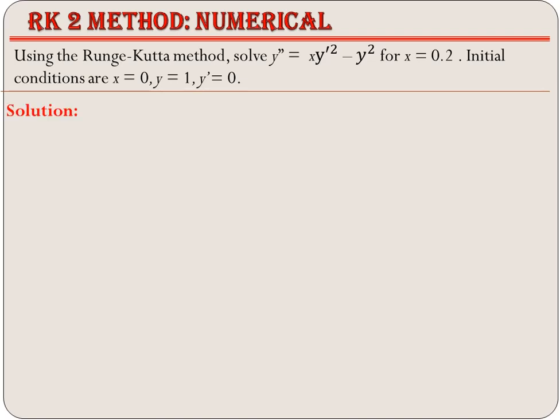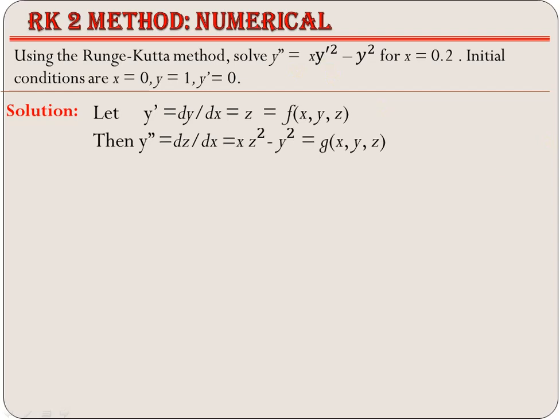For that purpose we put y dash, that is dy by dx, is equal to z, and we consider this as a function f of x comma y comma z. So when we put y dash is equal to z, and if we take the differentiation of this, then we get y double dash is equal to dz by dx. So we have to replace this value in the given equation.